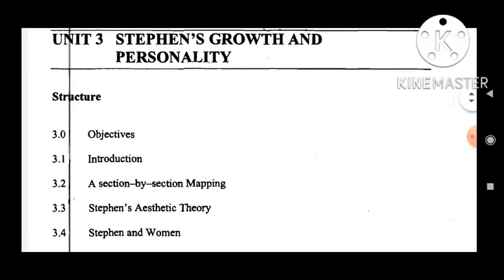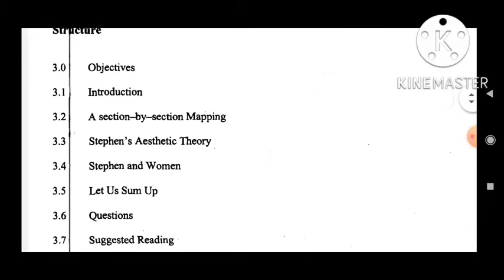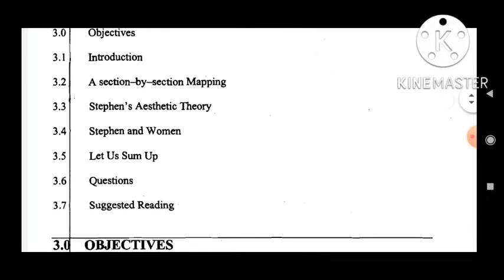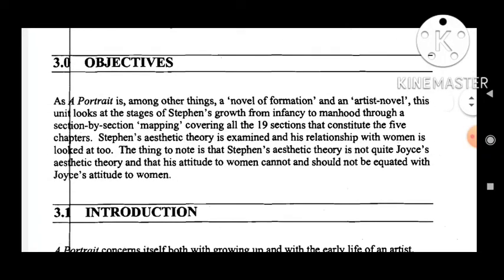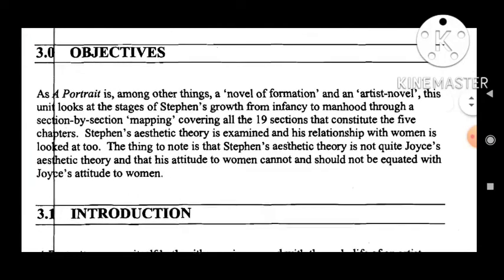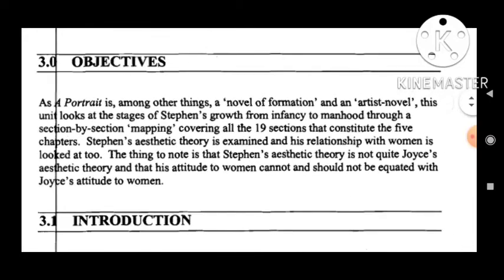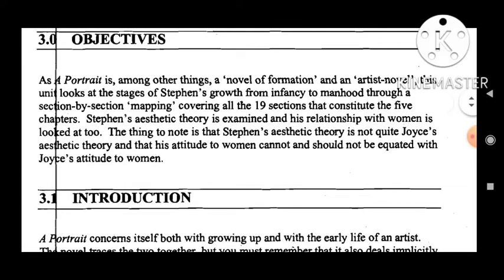Here is the structure: objectives, introduction, section by section mapping, Stephen's aesthetic theory, Stephen and women, let us sum up, questions and suggested reading. Here is the objective. As A Portrait is among other things a novel of formation and an artist novel, this unit looks at the stages of Stephen's growth from infancy to manhood. Okay, the novel of formation and an artist novel.